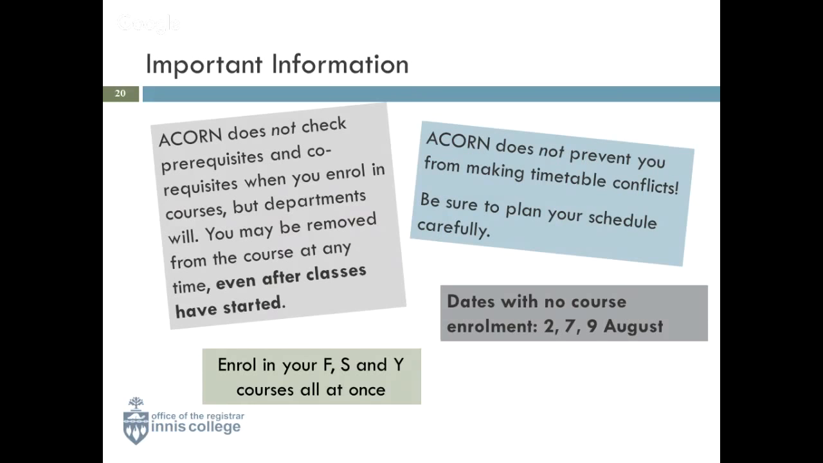And enroll in your full academic year's worth of courses all at the same time. You can change your winter term courses and you can add things up until the second week in January. Of course, the later you wait in January to enroll in courses, the less likely there is going to be space available in the ones that you want. But you can make some adjustments to your winter term courses all the way up until the second week in January.